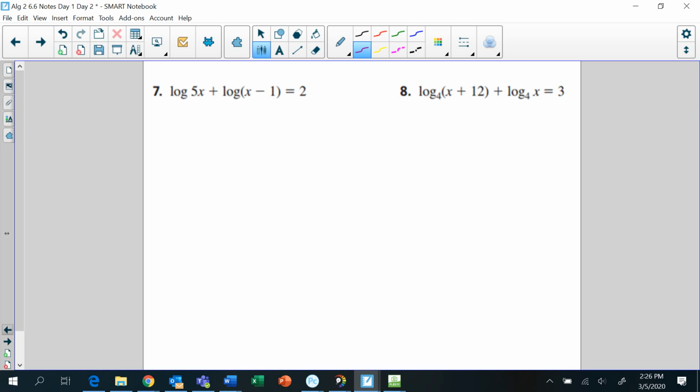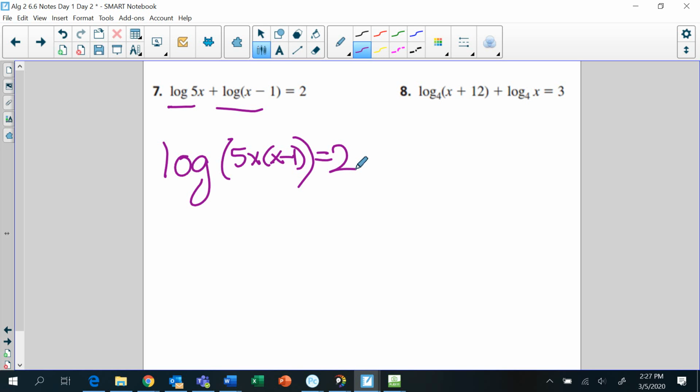Expansion? No. What did you say? Compress? Exponentiate? What is it called? It's compress or whatever. Condense, yeah. You can't exponentiate unless this is one logarithm, which is why we did the first section. So 5x times x minus 1, we do it with multiplication. Now we would exponentiate with the 10 to the power on both sides.